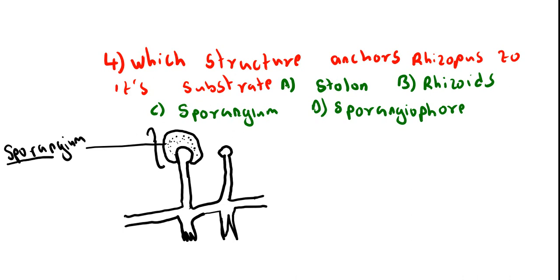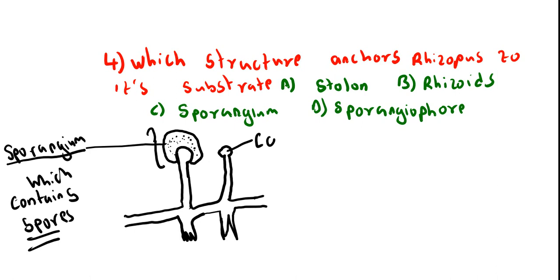It's a sac-like structure which contains spores. Which contains spores. These are used in asexual reproduction. So then this structure is known as columella. Then the structure that holds the sporangium is known as the sporangiophore.